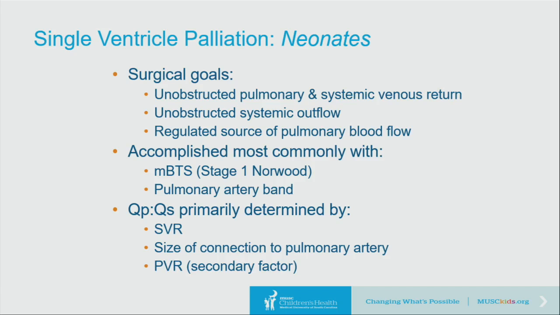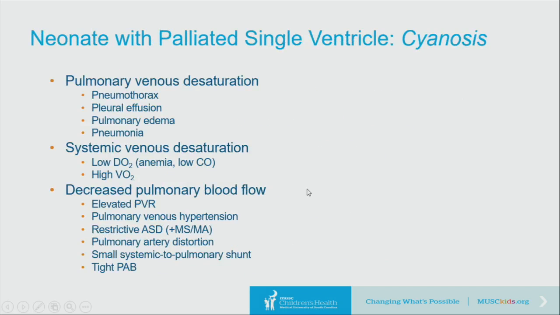That's because your QP to QS is determined by your balance of your systemic vascular resistance, assuming the arch is unobstructed, and the size of your connection to the pulmonary artery, which I just said is typically more appropriately regulated in the current era. So pulmonary vascular resistance becomes less of a factor for most patients.